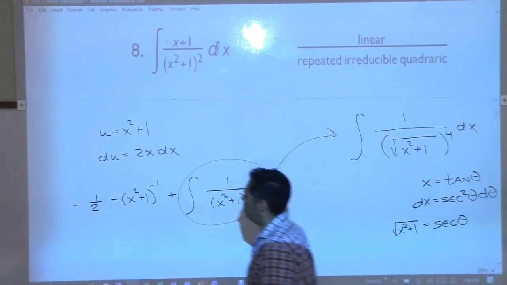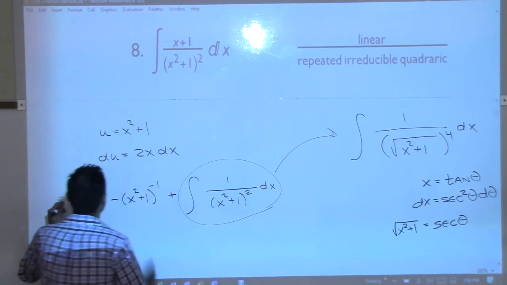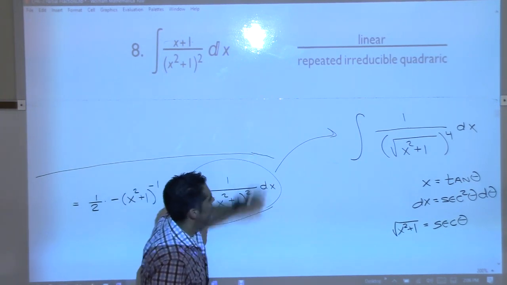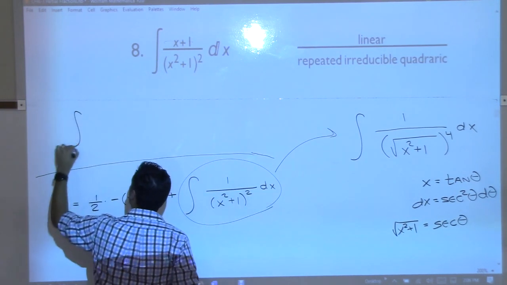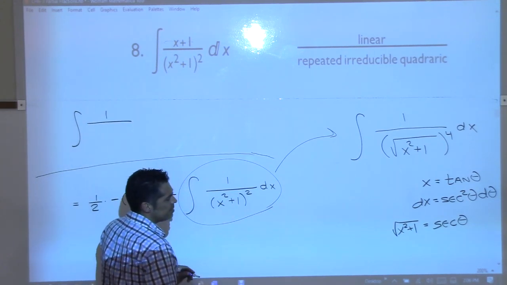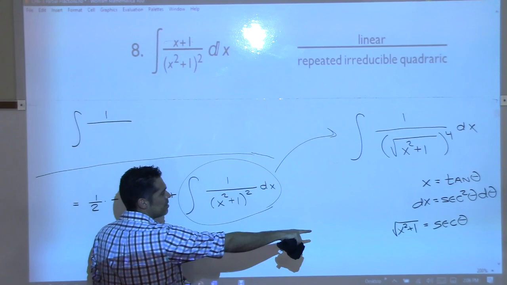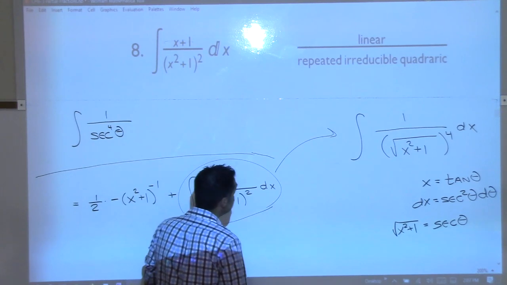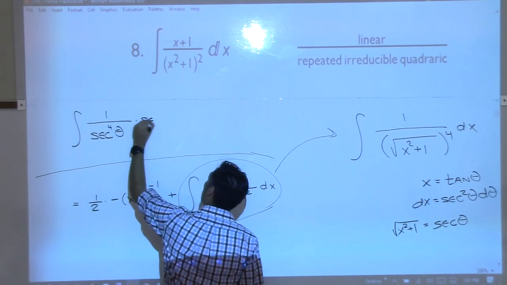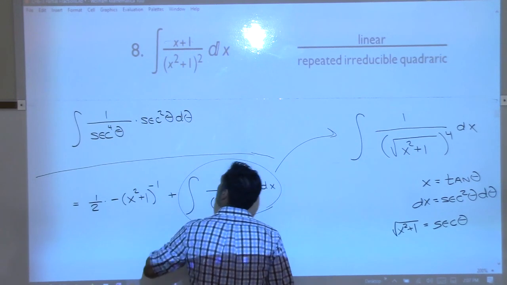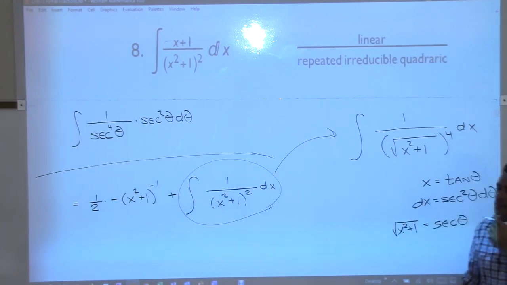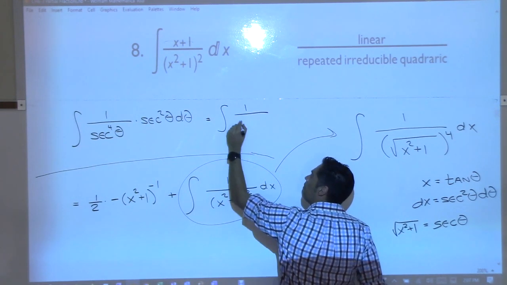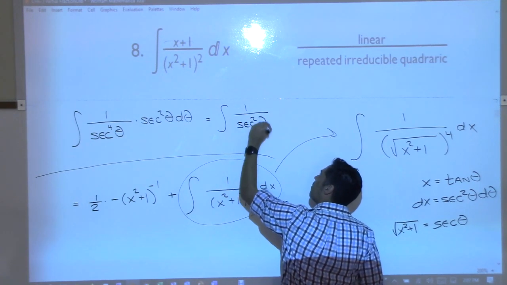I'm going to need to erase. Maybe I'll just stay up here. Okay, this new integral becomes 1 over, what's the square root thing turn into? Secant theta, but it's going to be to the 4th power. So secant to the 4th theta, times secant squared theta d theta. I can cancel some secants there. So this is going to be the integral of 1 over secant squared theta d theta.